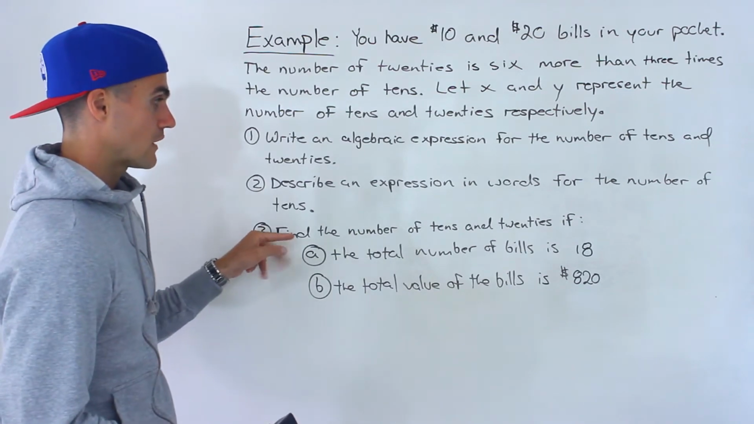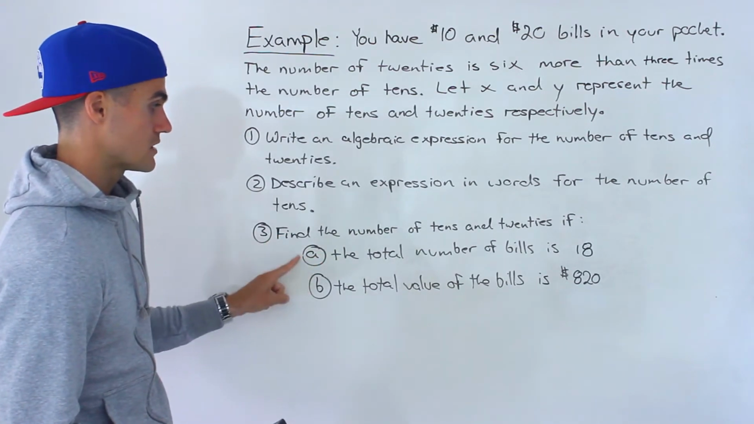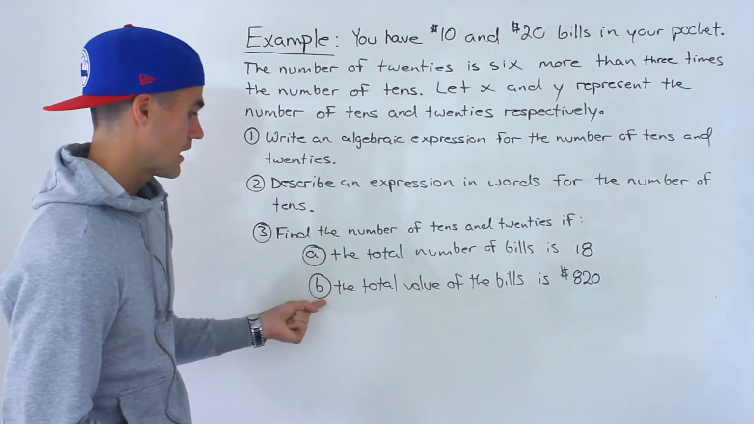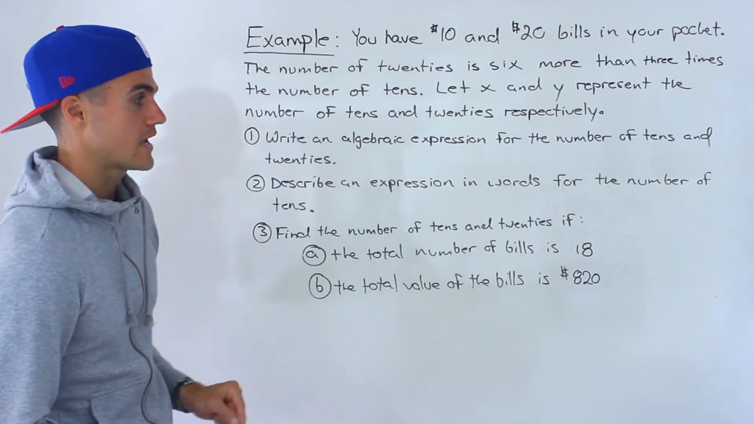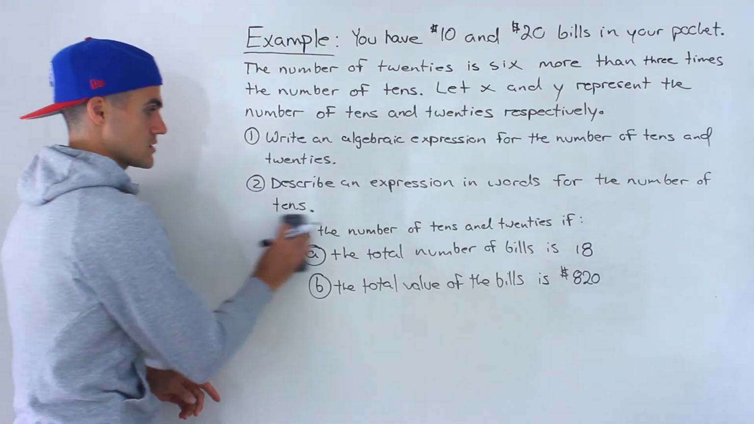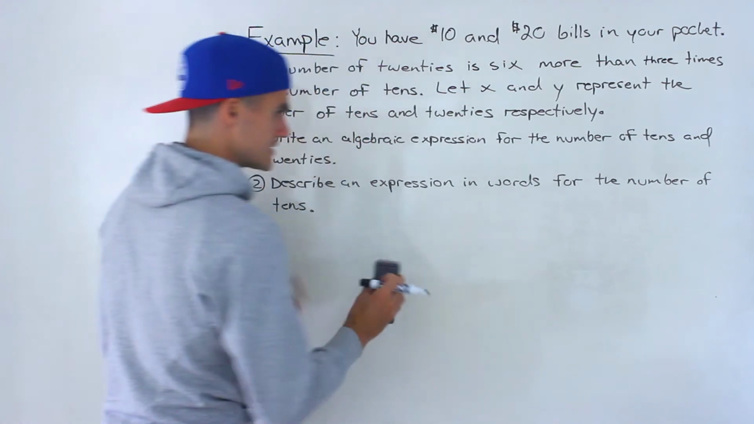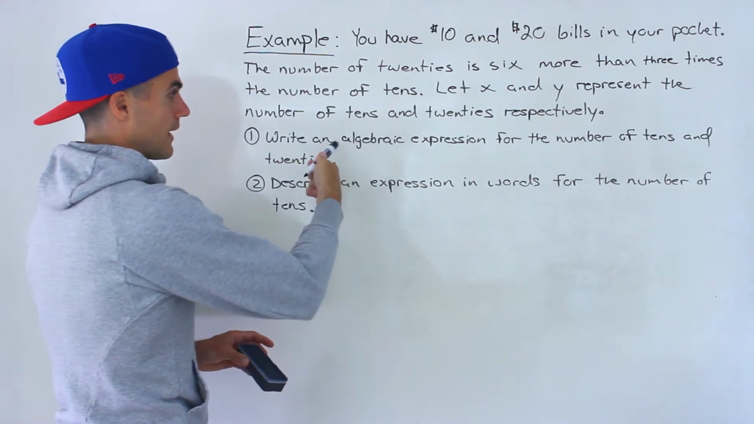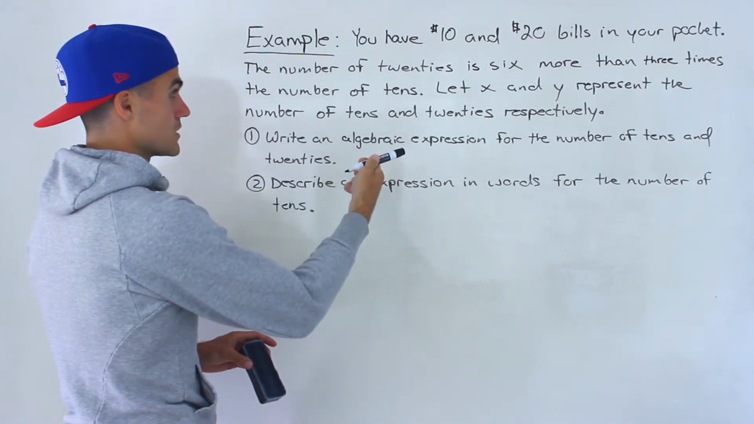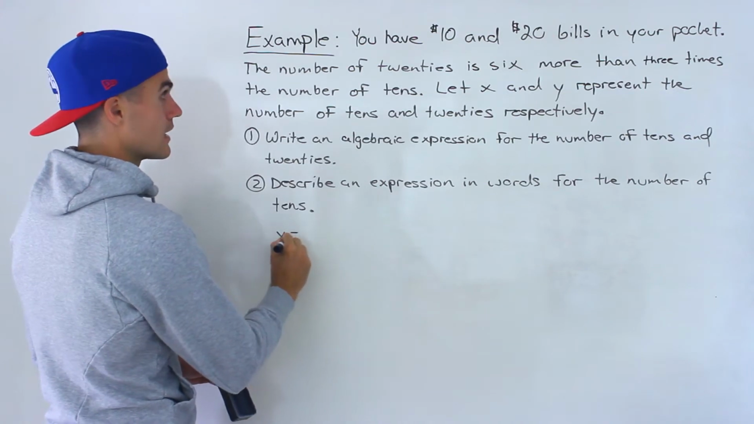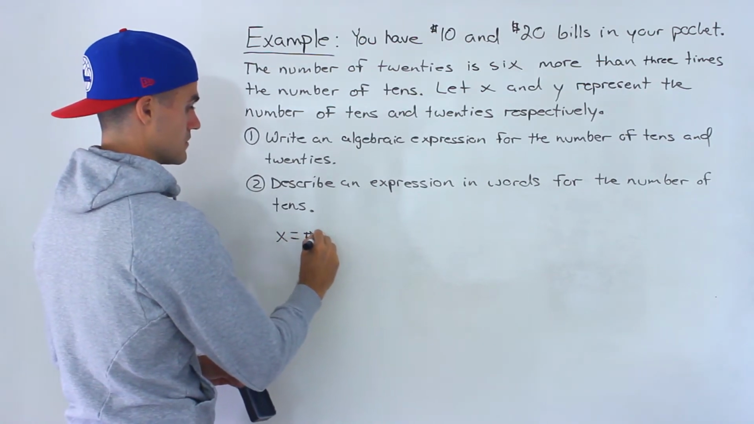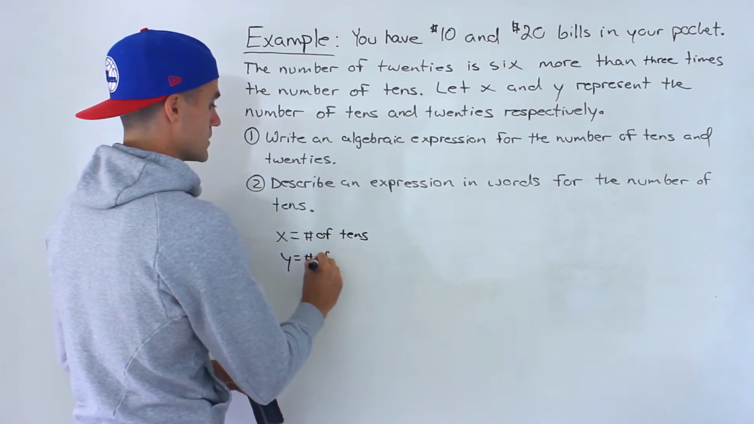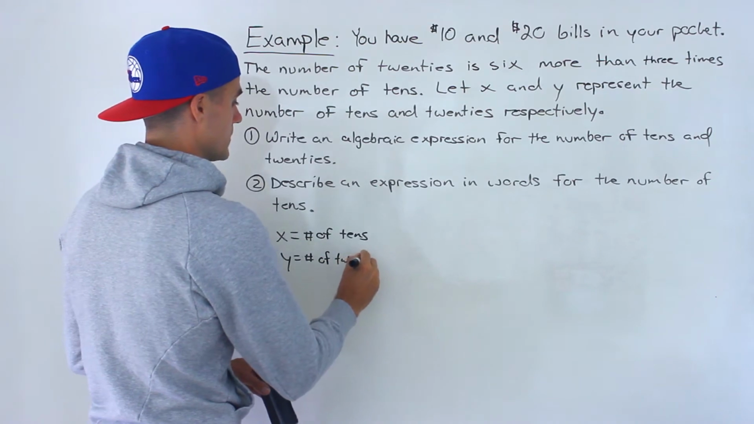And then number 3, we got to find the number of 10s and 20s in both of these 2 scenarios. So A, if the total number of bills is 18, and then B, if the total value of the bills is 820. So I'm actually going to start with 1 and 2 together. They're sort of related. So write an algebraic expression for the number of 10s and 20s. So we know that X is what? Number of 10s. Y is the number of 20s, right?